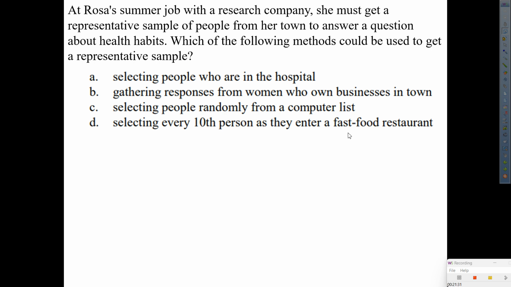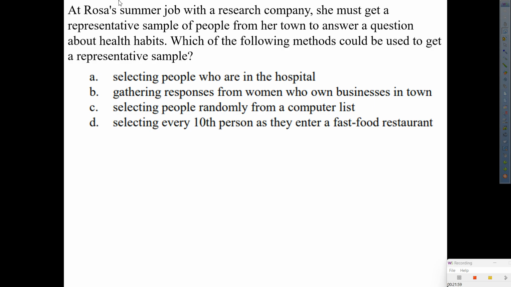All right, so let's go through these and see if your colleague is correct. If I was to send you to take a representative survey out of the entire Imperial population about health, would you go to a hospital? What kind of answers are you going to get from people at the hospital? Not that good, right? Because they are at the hospital.